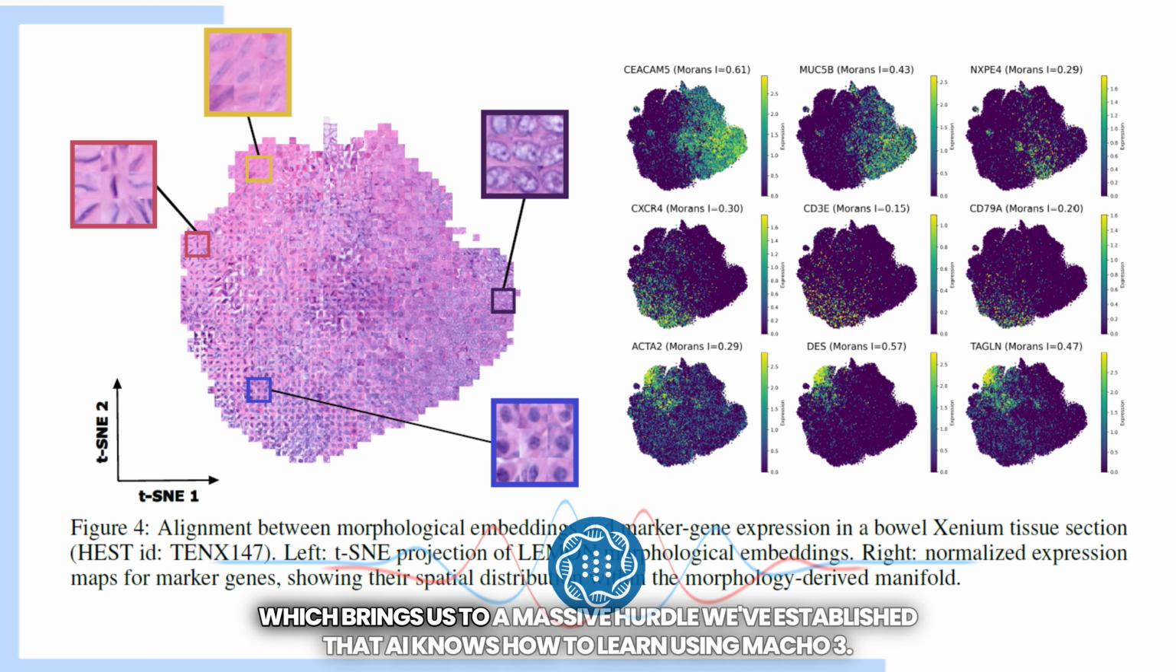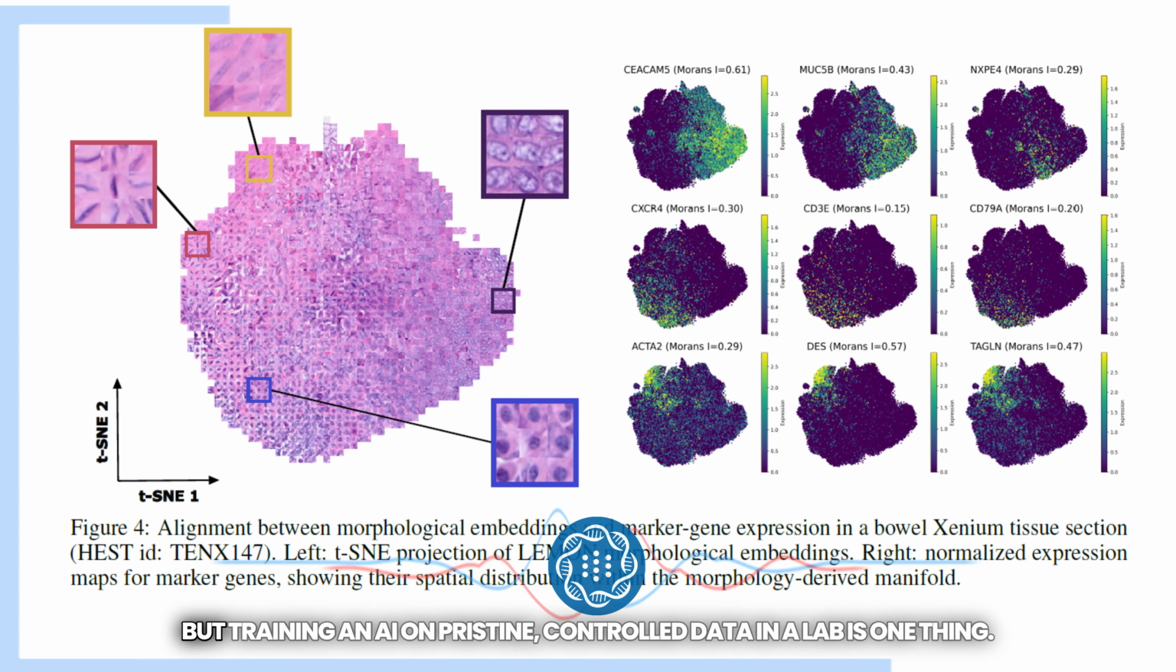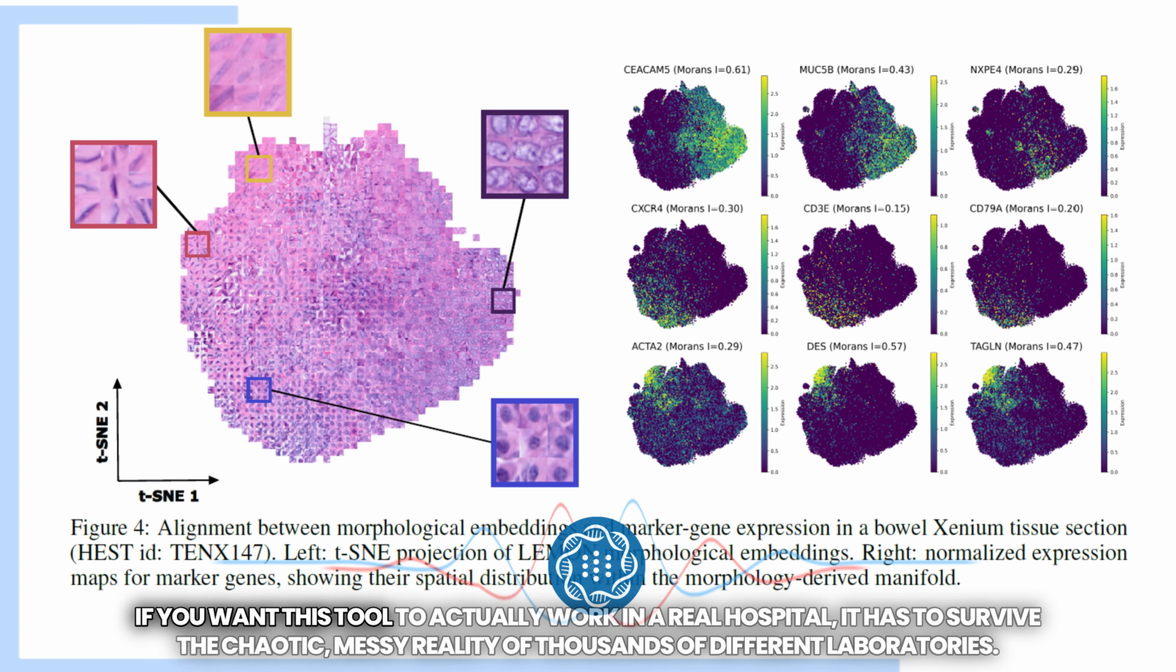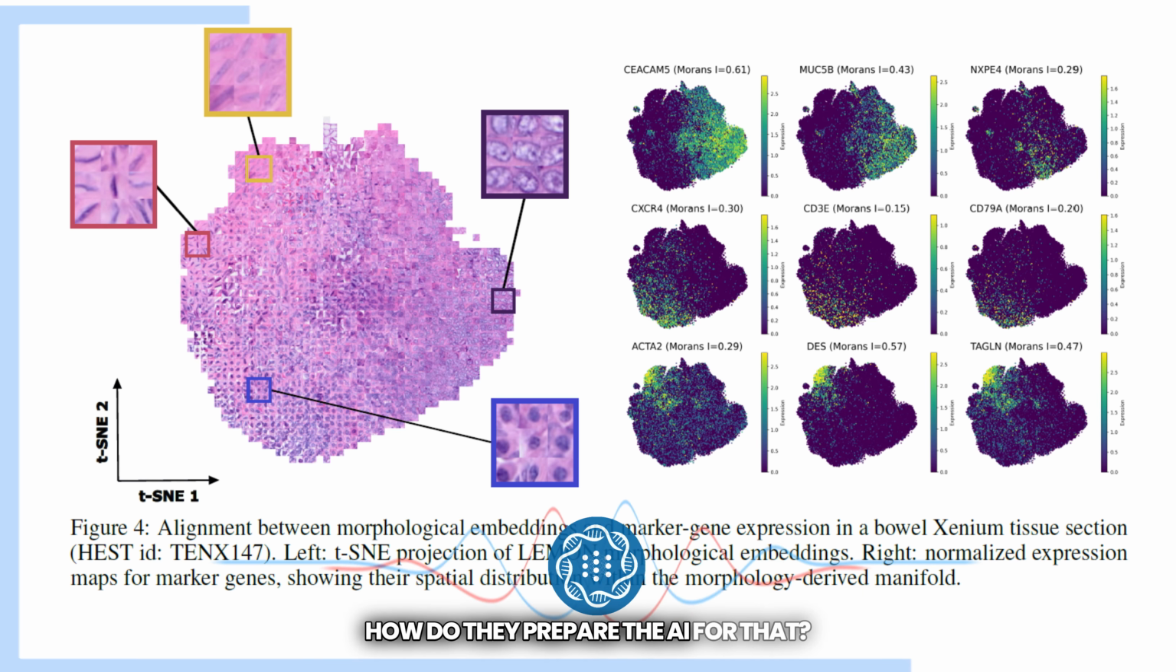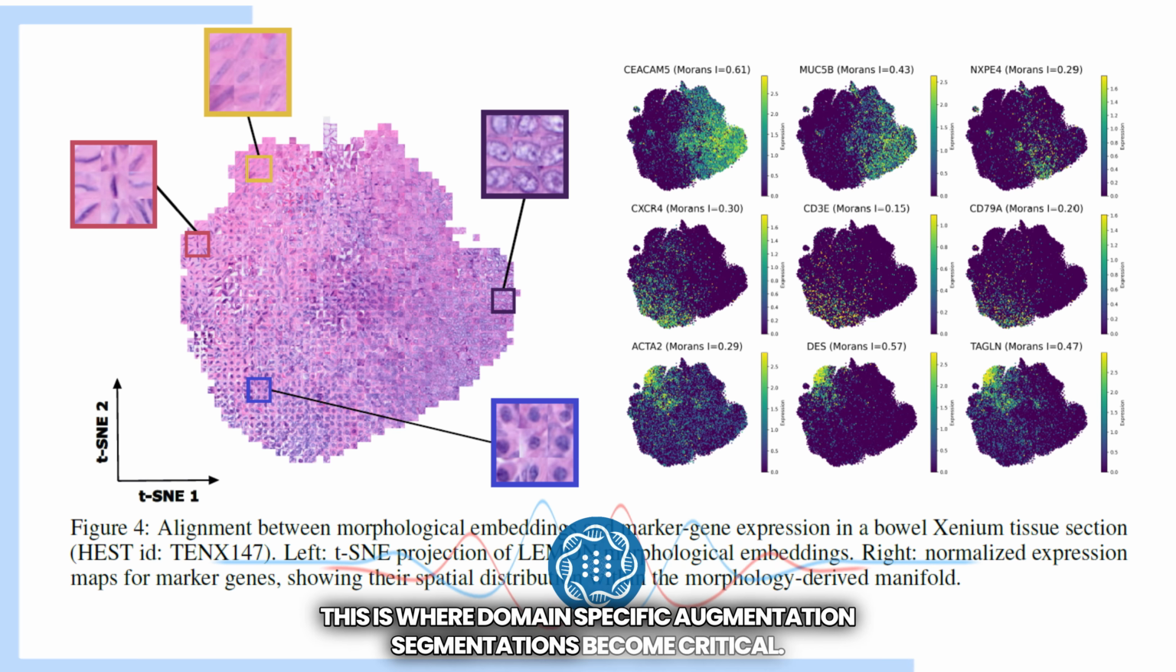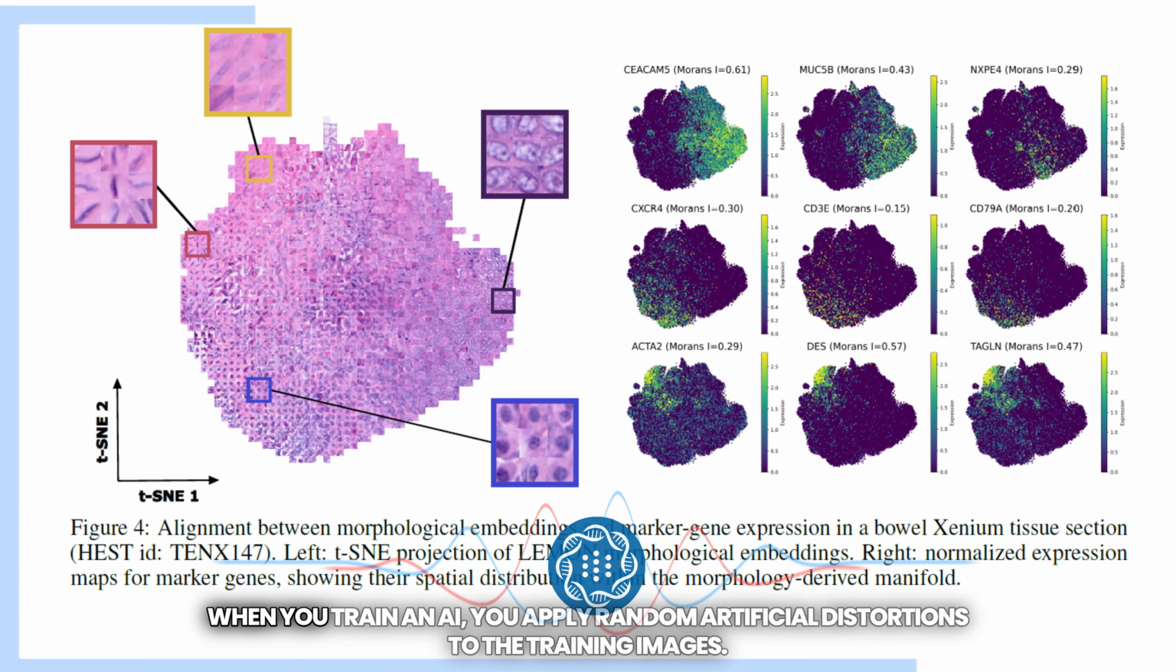Precisely. Which brings us to a massive hurdle. We've established that AI knows how to learn using MoCoV3. But training an AI on pristine controlled data in a lab is one thing. If you want this tool to actually work in a real hospital, it has to survive the chaotic, messy reality of thousands of different laboratories, right? Absolutely. How do they prepare the AI for that? This is where domain-specific augmentations become critical. When you train an AI, you apply random artificial distortions to the training images.